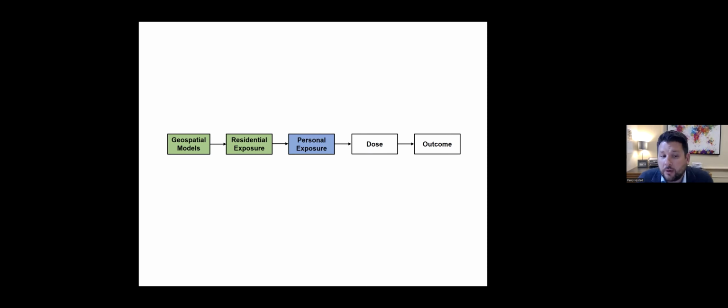So what I'm going to be talking about here is, can we use geospatial models to better estimate actual personal exposure? So can we start either moving away from residential-based exposures or using better models and methods to try to capture that personal exposure?